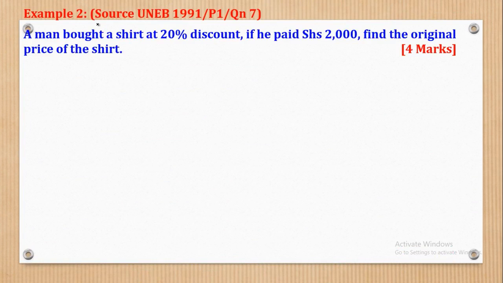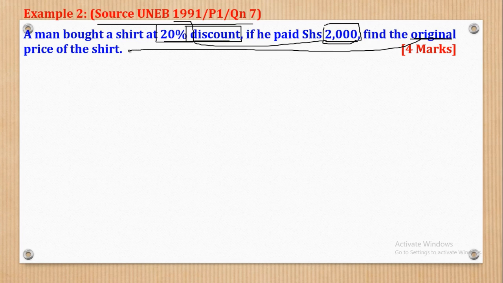Now we shall go to example 2. Example 2 came from UNEB 1991, paper 1, question 7, and it says, a man bought a shirt at 20% discount. You realize even here they have used the word discount, meaning there is a decrease. If he paid shillings 2,000, find the original price of the shirt. So what they have given us is the percentage decrease and the new price. This 2,000 is the new price. Original is another word to mean old price. So whenever you see original price, just know that they are referring to the old price.